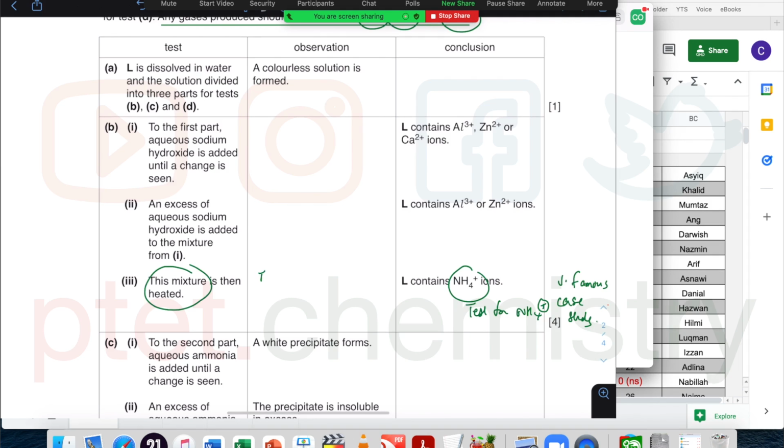So a pungent gas is formed, or a pungent gas forms. It turns damp red litmus paper blue. You have got to identify the gas always.